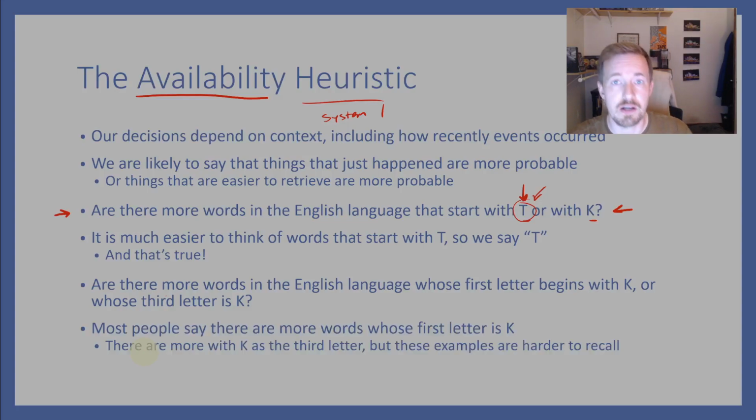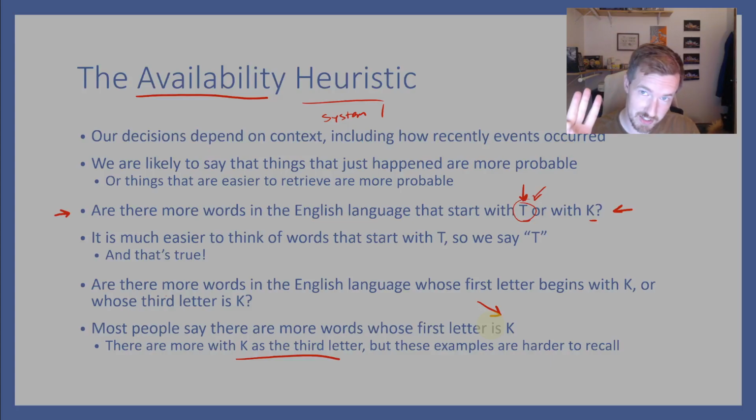The best answer here is actually the third letter as K. Most people will say that the first letter is K, that one they can think of more, and so that's going to be the best answer. And the reason why is because it's much easier for you to think of words that begin with the letter K than think of words whose third letter is K.